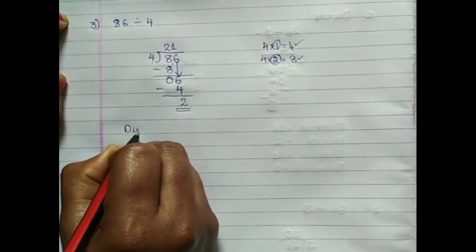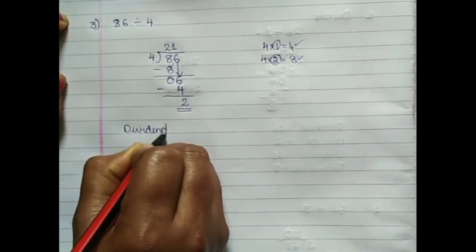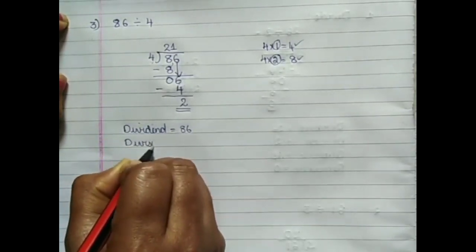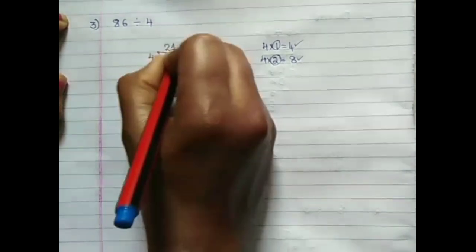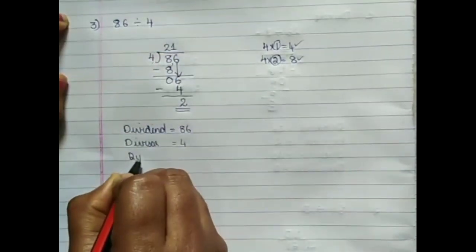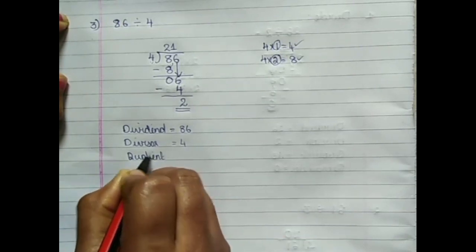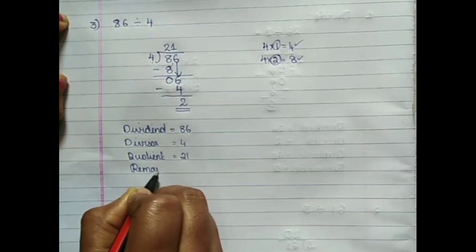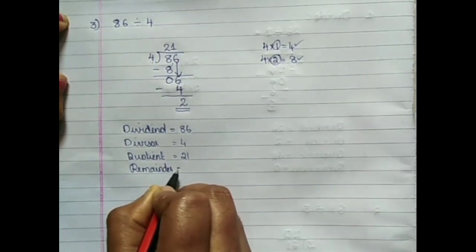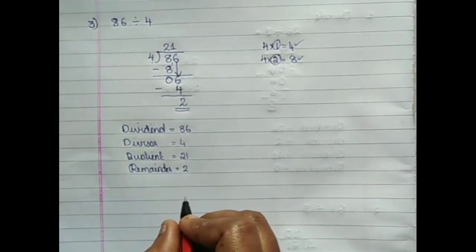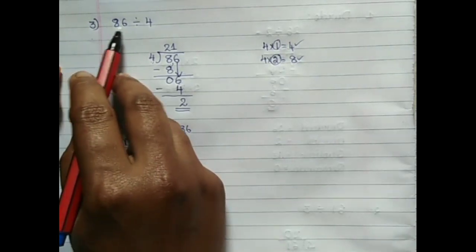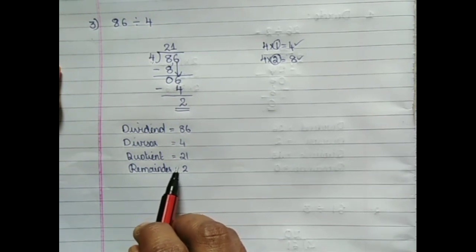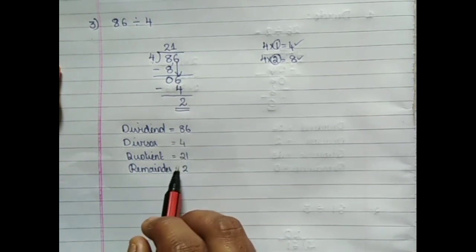We can write the dividend equal to 86, divisor equal to 4, quotient equal to 21 and the remainder equal to 2. So this is the method of dividing a 2-digit number by a 1-digit number using the long division method. I hope these topics are clear for you.